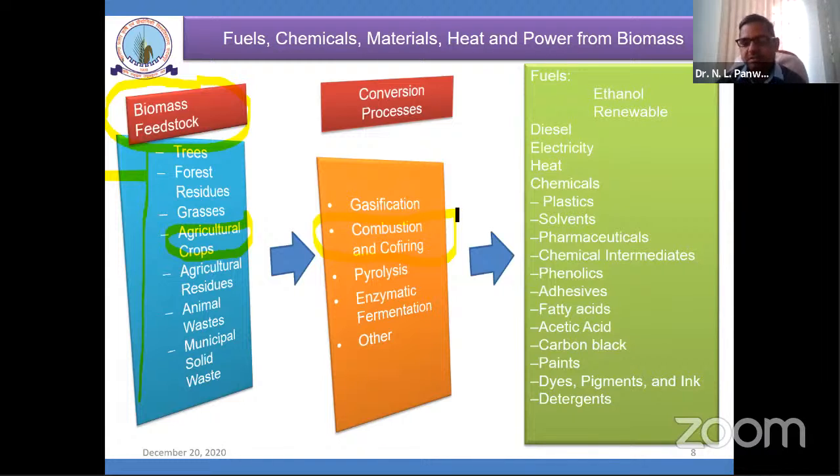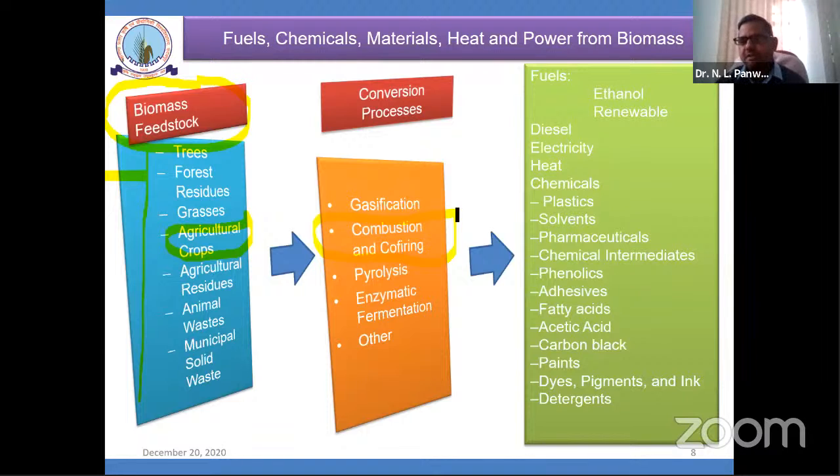So pyrolysis is simply destructive distillation. In the case of a petroleum refinery, we go for fractional distillation, but for biomass-based refineries, the biorefinery, we go for destructive distillation. With destructive distillation, we are getting fatty acid, adhesive, acetic acid, carbon black, paint, some sort of dye pigment and other materials. And ethanol and renewable fuels.